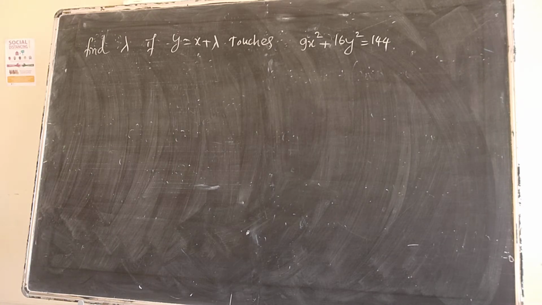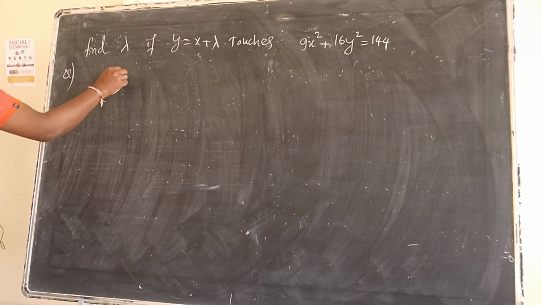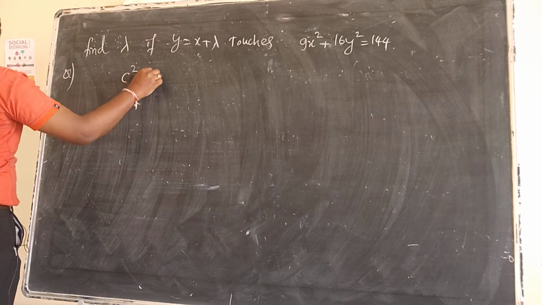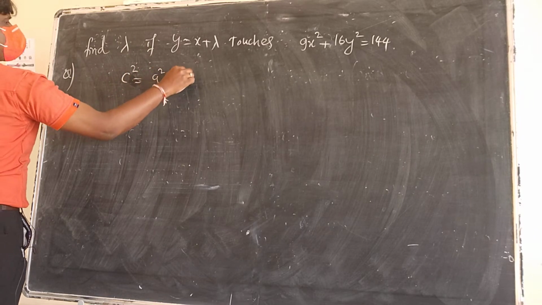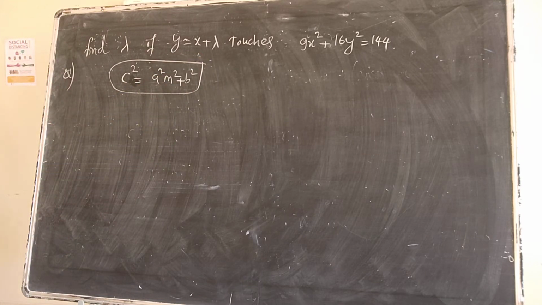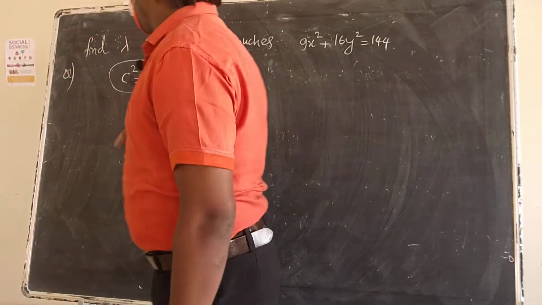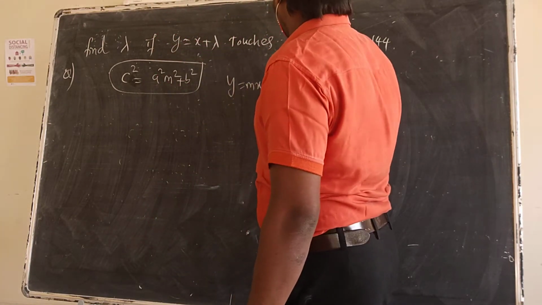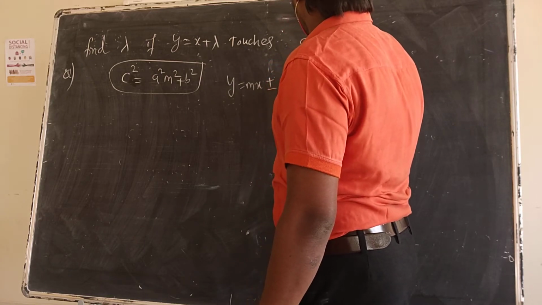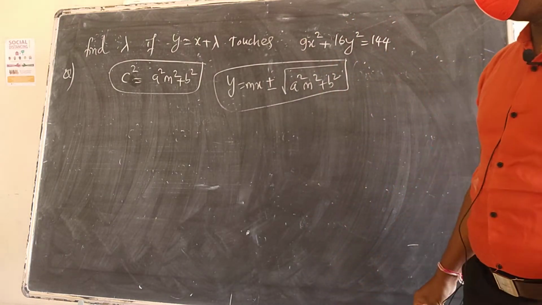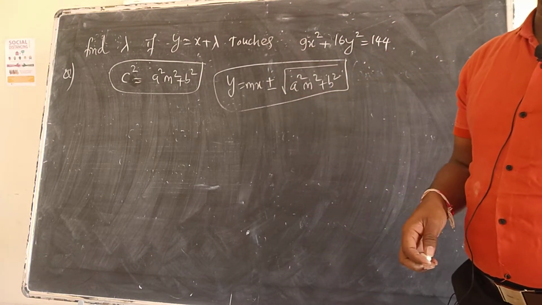This is an easy question. If you have the concept, you will get it. I already gave the formula, that is c square is equal to a square m square plus b square. Use this concept, the equation of the tangent condition. You know the equation y is equal to mx plus or minus under root of a square m square plus b square. The condition is c square is equal to a square m square plus b square.